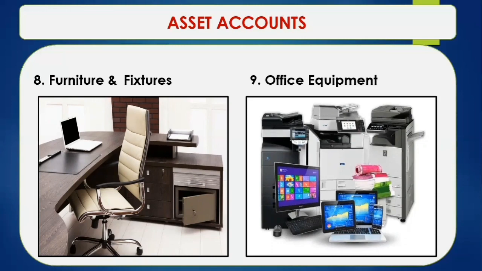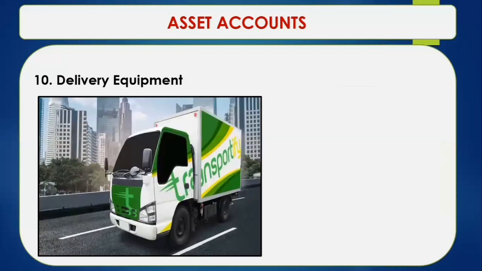Next, we have office equipment. These are long-term assets reported on the balance sheet under the heading of property, plant, and equipment. Included in this account would be computer, typewriter, fax machine, photocopier, telephone units, store equipment, etc. And lastly, we have delivery equipment. This is the account that is sometimes used instead of transportation equipment.